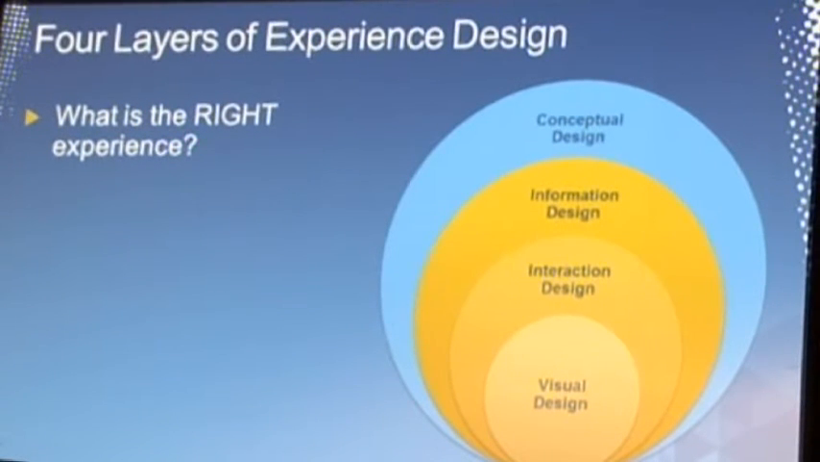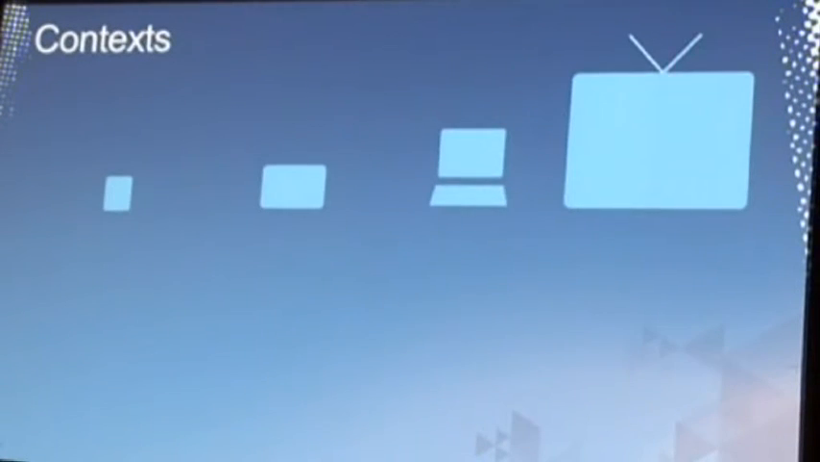So starting with conceptual design or determining what the right experience is. If we're designing across multiple platforms, or designing to deliver across multiple platforms, the first thing we need to think about is what's the right experience for each of those platforms. So here's our 4 canonical screens. And what we need to think about when we're designing for these contexts is what is our user doing? Where are they? How are they constrained physically?